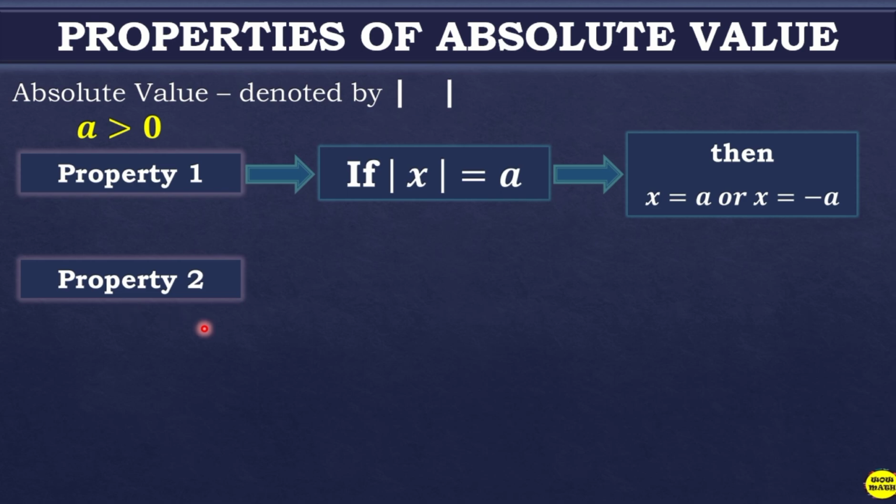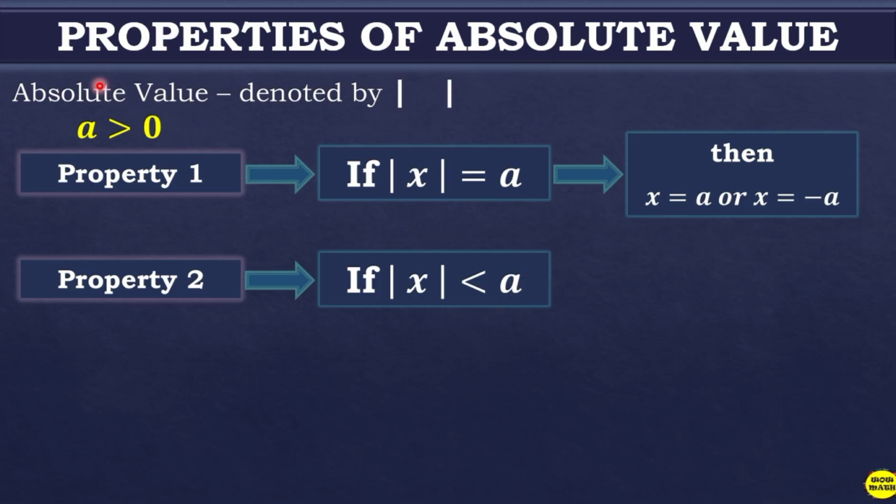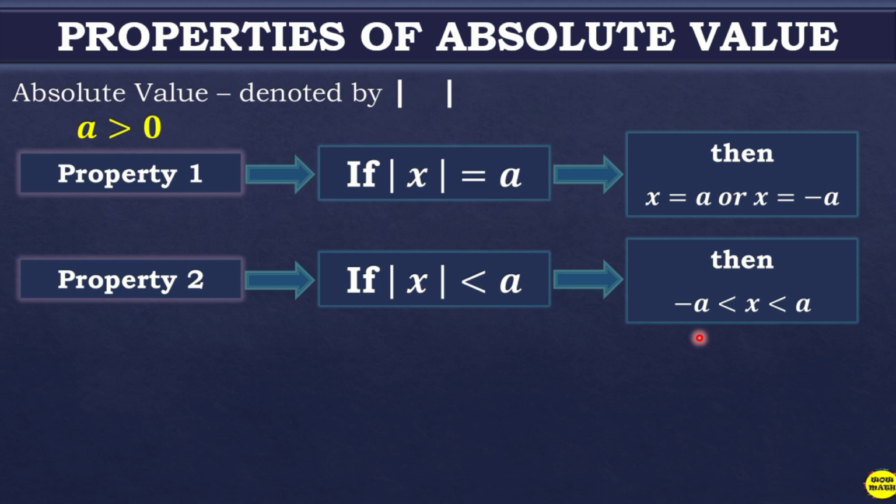Next. In property 2, this is if the absolute value of x is less than a, where a is greater than 0. So, if your absolute value of x is less than a, paano natin to isosolve yung inequality na merong absolute value? And the inequality is less than, then, x is greater than negative a but less than a. So, ito po yung gagawin natin. Okay? Actually, mukha siyang mahirap pero madali lang po siya. Basta alam po natin yung pag-solve ng linear inequality at equations, madali na lang po pagdating dito sa absolute value. Basta alam po natin yon.